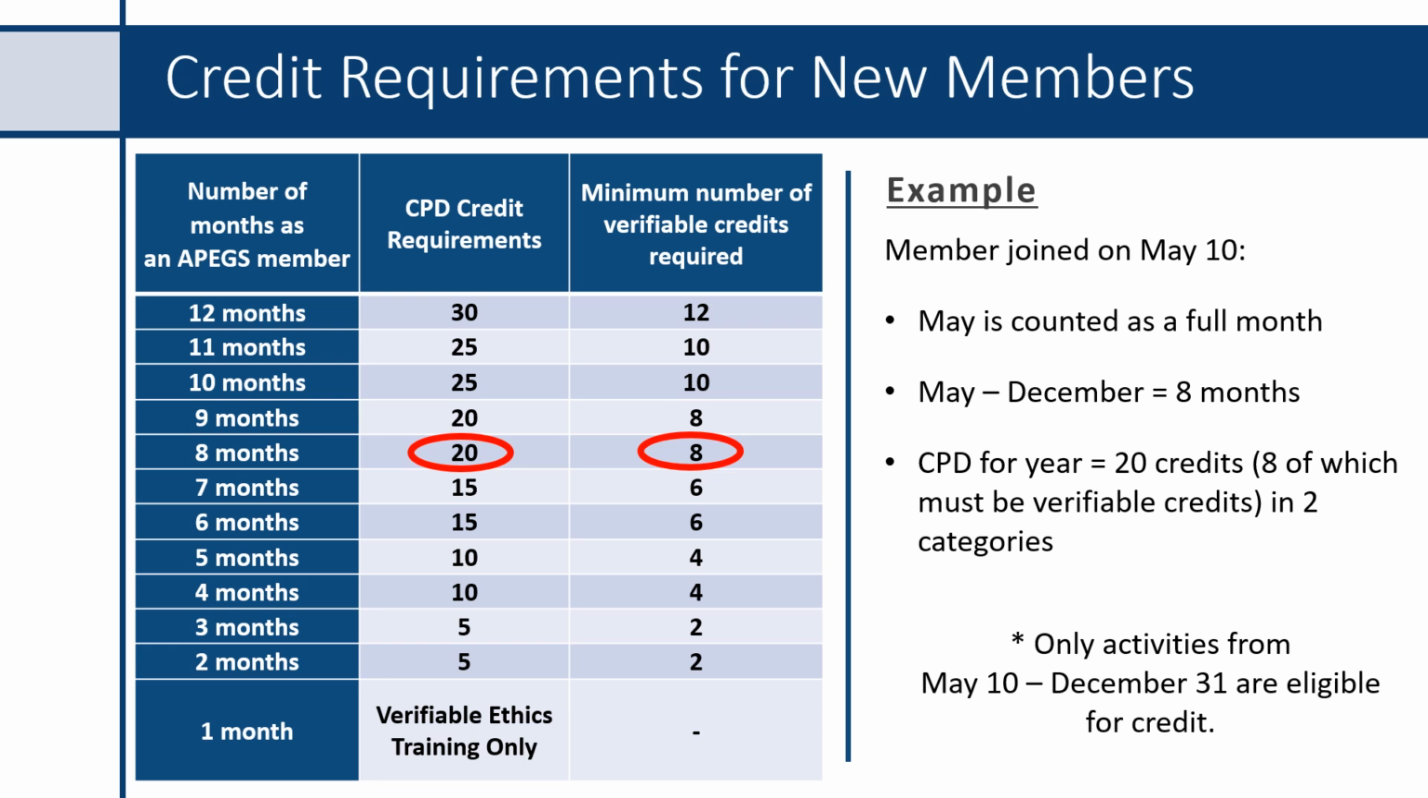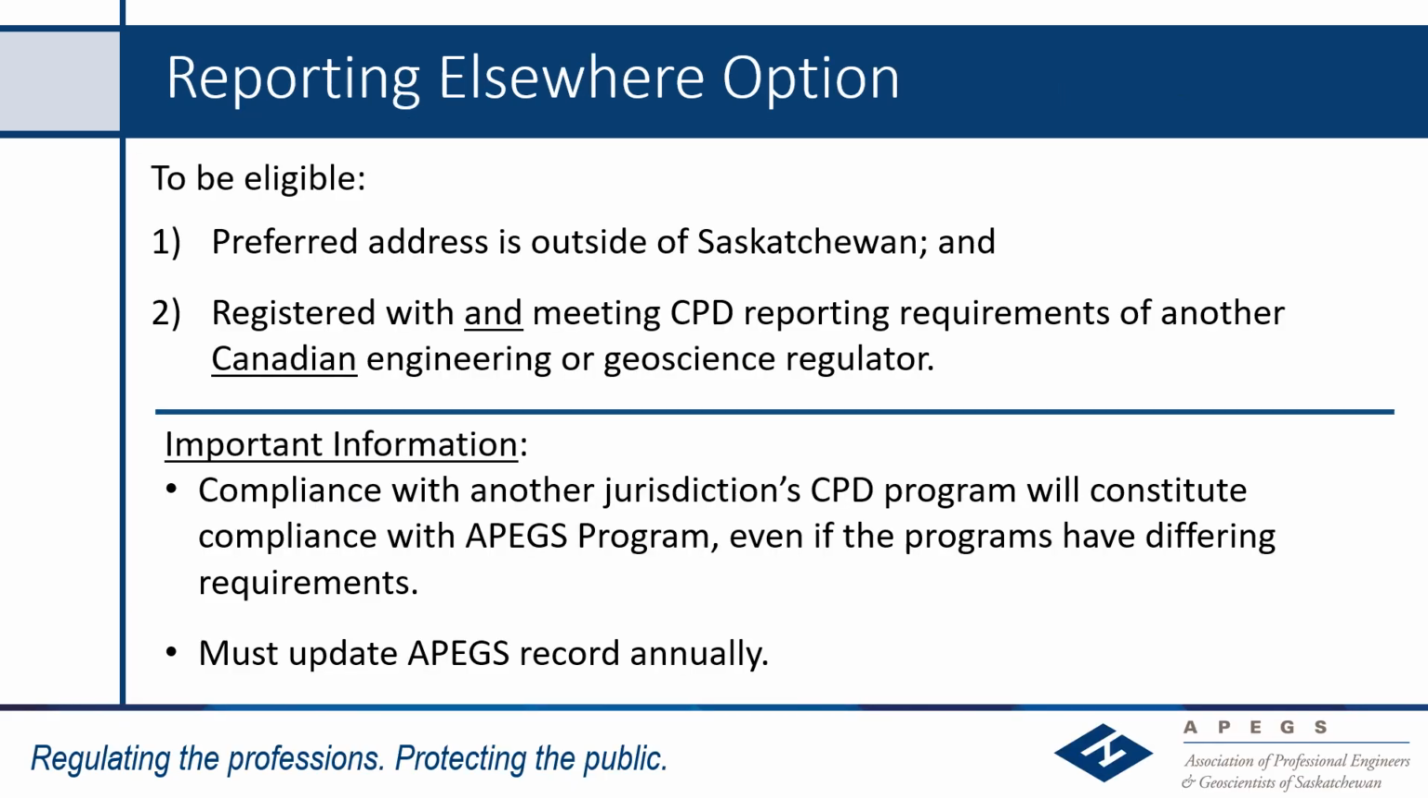In referencing Table 4, the member needs 20 credits for their first year of membership in a minimum of 2 of the 5 activity categories. Of those 20 credits, 8 of them must come from at least one or more of the verifiable activity categories of formal activity, presentations, or contribution to public knowledge.